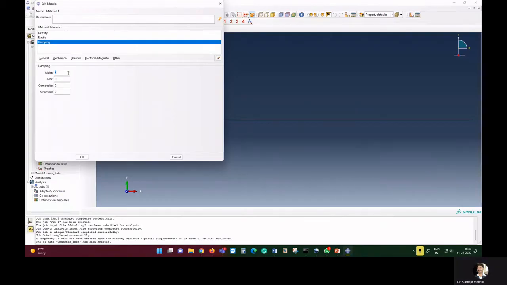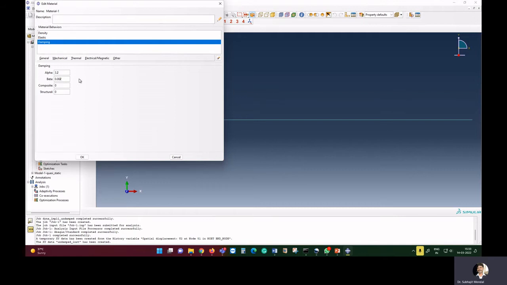For example, here we are considering alpha nearly 0.2, and beta we can write 0.002, like that. We don't know how much damping will be, so we just assume some arbitrary value to get a damped response. This alpha and beta correspond to the C matrix, which is equal to alpha M plus beta K; that alpha and beta we are providing.